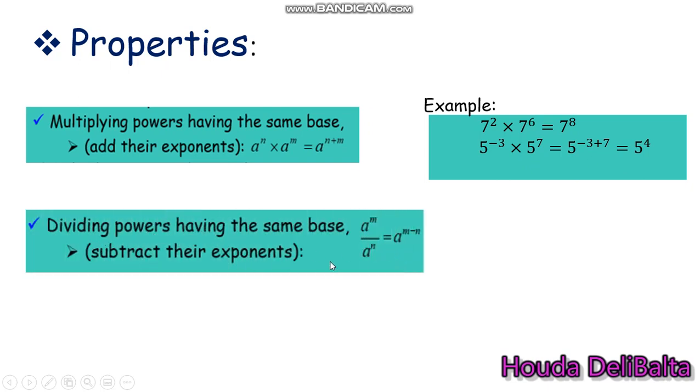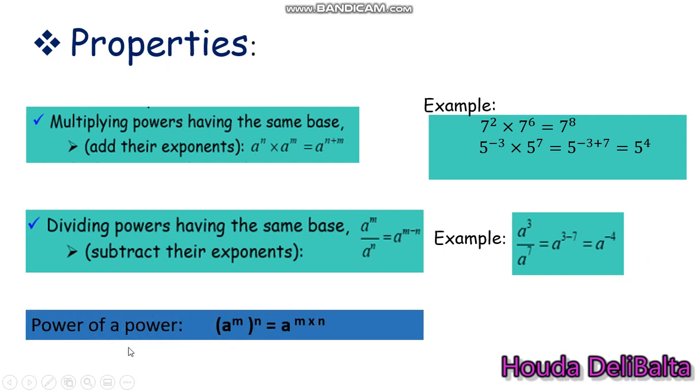Dividing powers having the same base as well. A power m over A power n, surely A is not equal to 0. When dividing powers of the same bases, we have to subtract their exponents. Okay? So example, A power 3 over A power 7 is equal to A power 3 minus 7, which is A to the power minus 4.